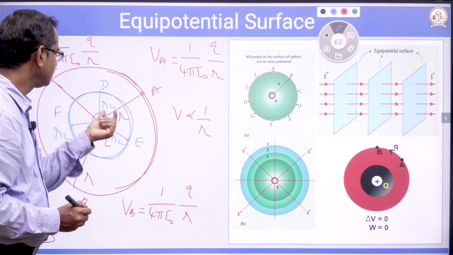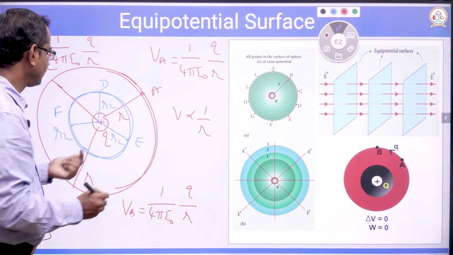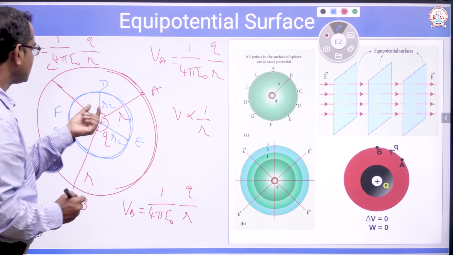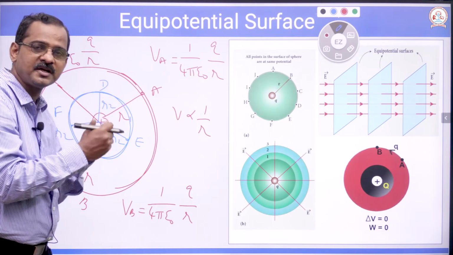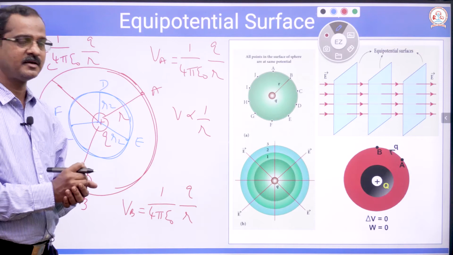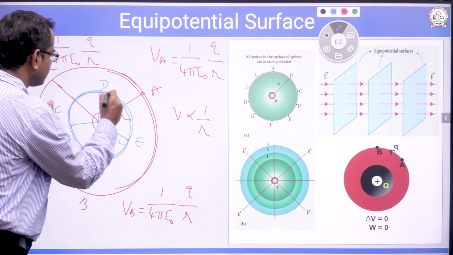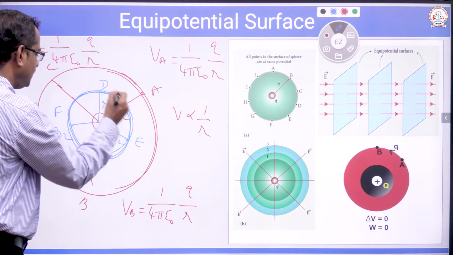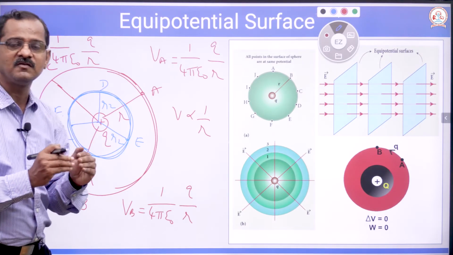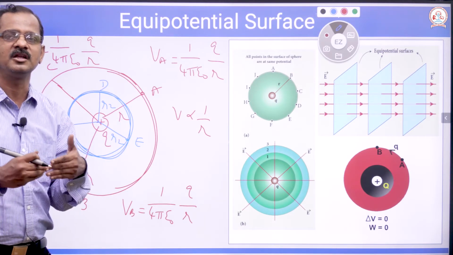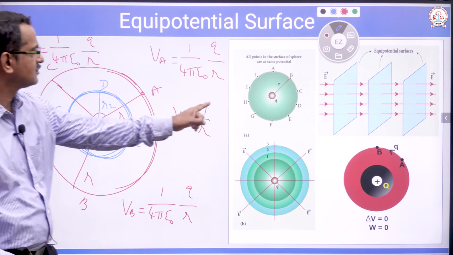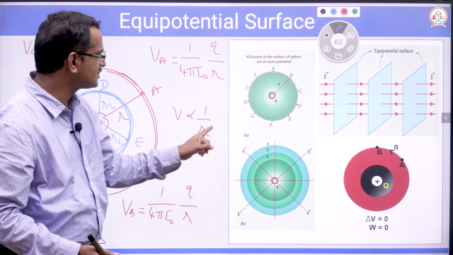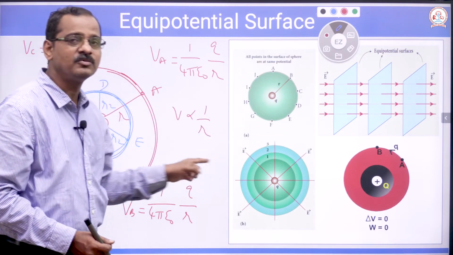You see that if you take this as R1 and R2, the point D is closer, therefore the electric potential will be higher. But at all these points D, E, F, the electric potential will be equal because the points are at equidistance from the charge. That's what we have to understand from this. This is called an equipotential surface.